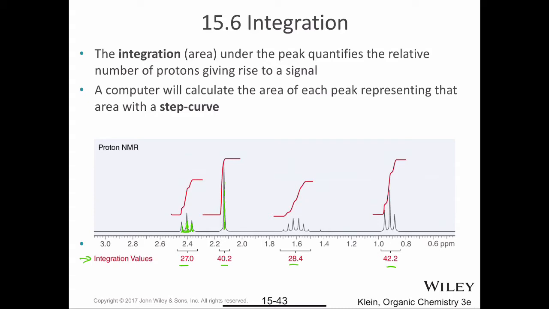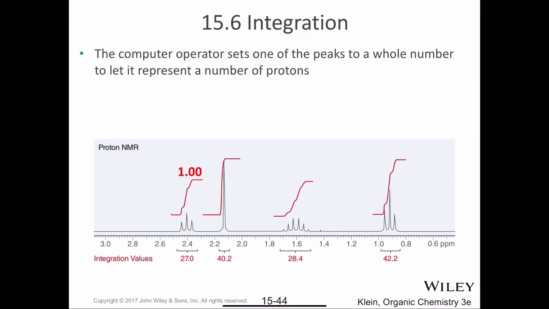And then it gives you the integration values. So we have 27 for this one here, and then we have 40.2, so on and so forth. So again, this doesn't mean that we have 27 protons and 40.2 protons, because we can't have a fraction of a proton. It's important that you understand that these integration values are the relative number of protons giving rise to a signal. When you're processing your NMR spectrum on your computer, the computer operator can set one of the peaks to a whole number and let it represent a number of protons.